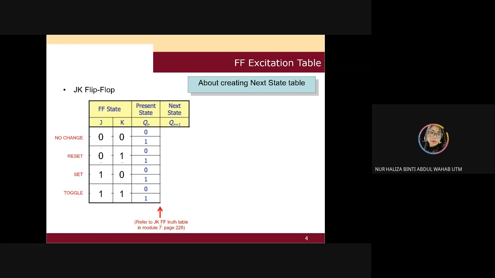So you're going to refer to your JK truth table in your module, page 228. This is the thing that you remember. So you're going to follow everything: no change, 0, 0, 1, 1, and then toggle. Similar to just now, I gave you the previous and the current one, which is the present, right?